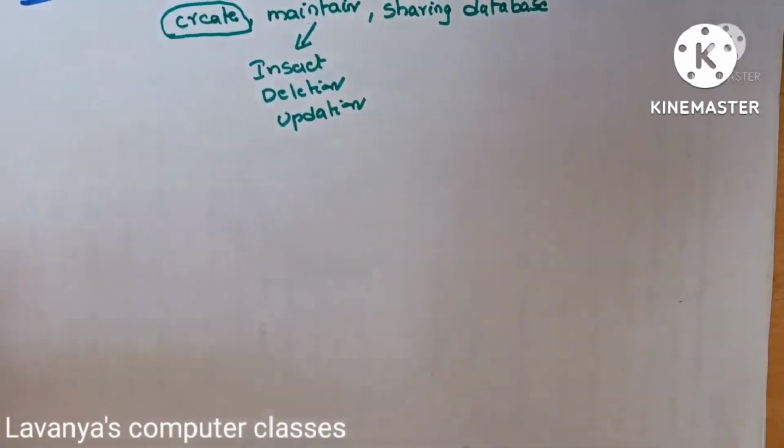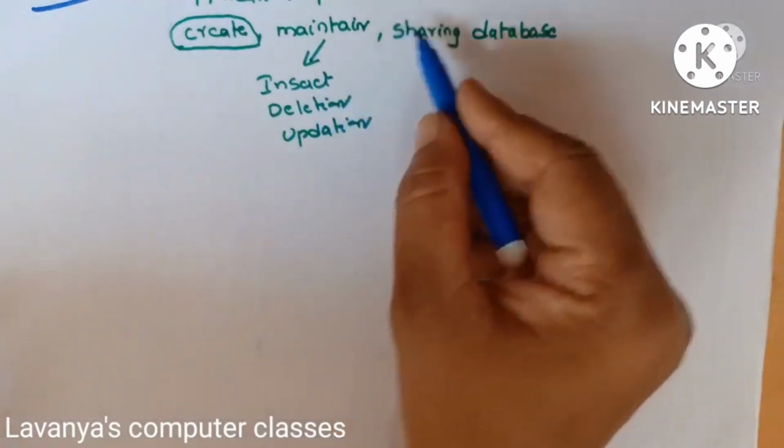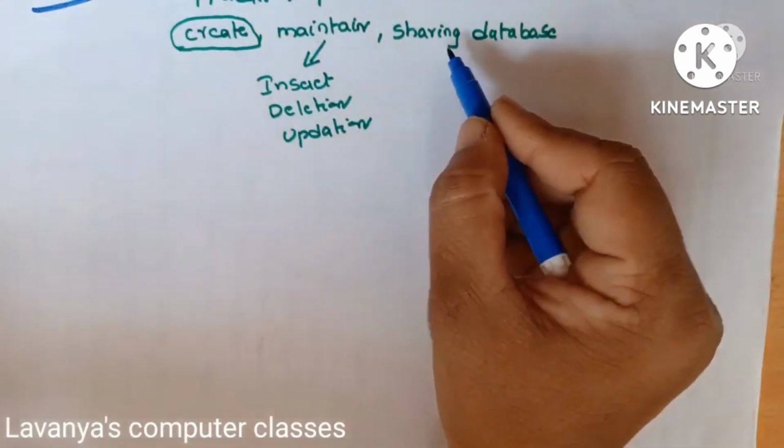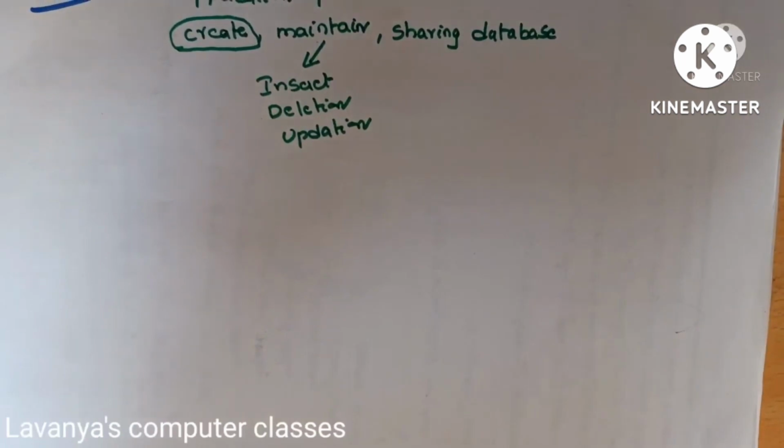Not just creating and storing. Once our creation is over, how can you maintain it? And then sharing also. The information is shared with others. That is also possible in DBMS.